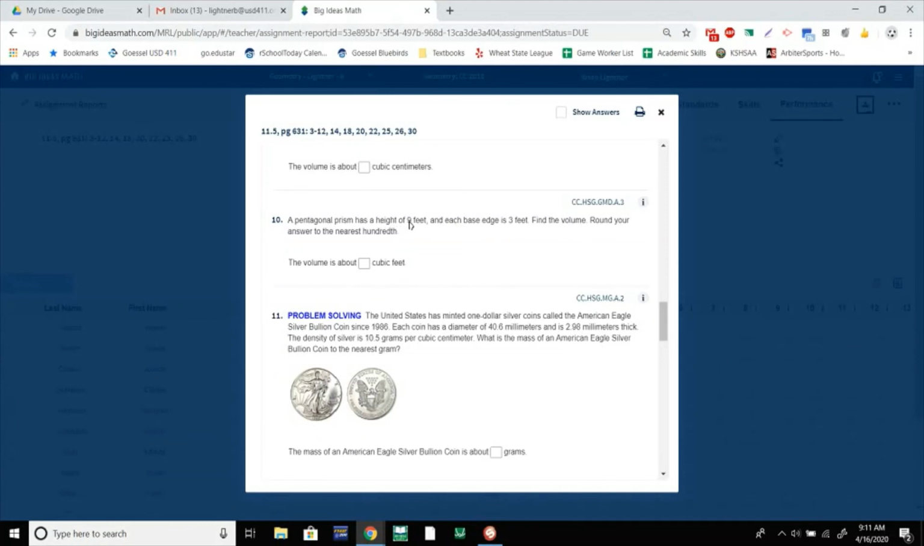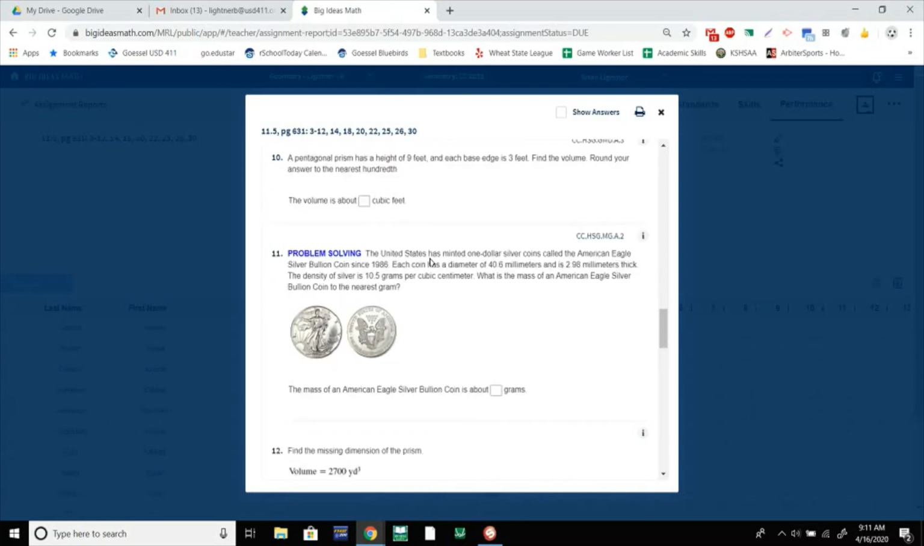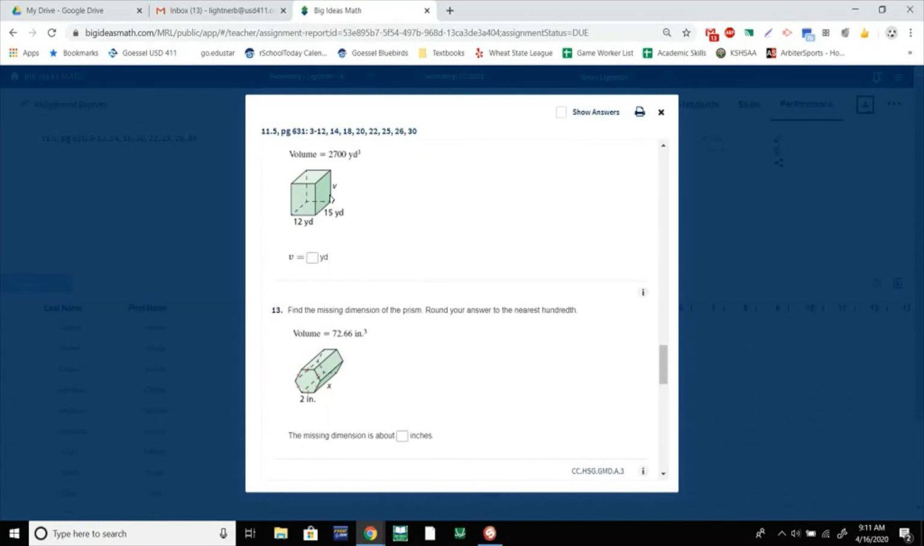Pentagonal prism with a height of 9 feet. Each base edge is 3 feet. Okay, this goes back to the previous lesson. Draw that pentagon, and you have to find the apothem. You'll be looking for that. So pentagonal prism, height of 9 feet, each base edge is 3 feet. Find the volume, round your answer to the nearest hundredth. These are finding the missing dimensions.